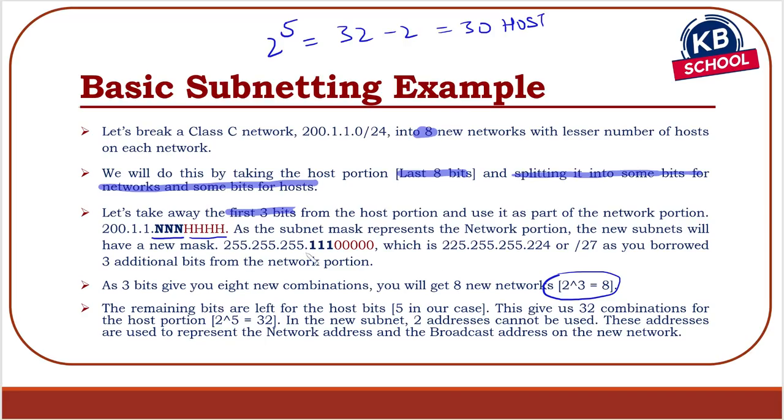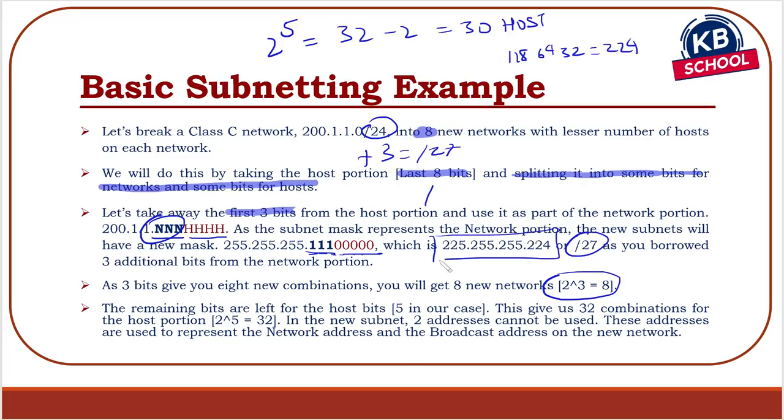The new mask, 255.255.255, and I write it in binary now. 111, 0, 0, 0, 0, 0. 0 represents the host, 1 represents the network. So 111, again, 111 is 128 plus 64 plus 32, which is 224. Or you can say I borrowed 3 bits. I started with 24. Now I become 24 plus 3 is 27. So that's what the 27 is. That's what the 224 is.